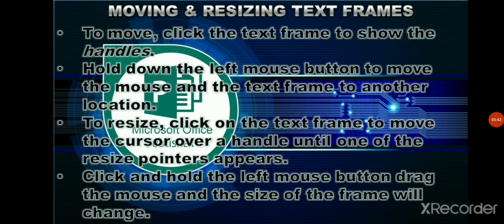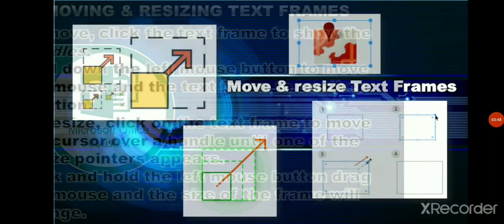In moving and resizing a text frame, to move, click the text frame to show the handles. Move the cursor over part of the frame between two handles to see the four arrows in the move and resize text frame. Hold down the left mouse button to move the text frame to another location. To resize, click the text frame and move the cursor over a handle until one of the resize pointers appears. Click and hold the left mouse button, drag the mouse, and the size of the frame will change. So that is shown here.